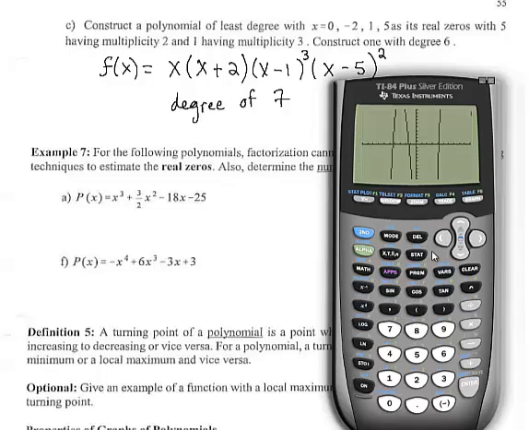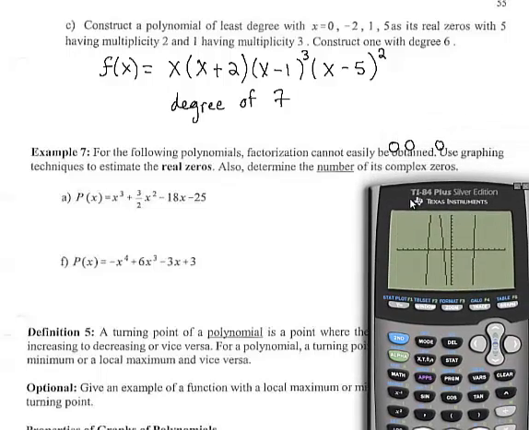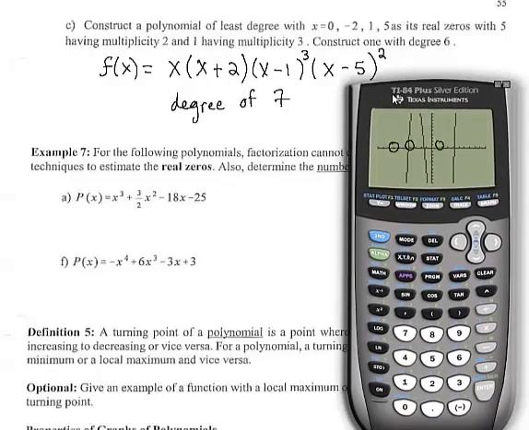I sort of redraw my graph using Zoom Standard, and if you look here and notice that the degree of p of x is 3, then we have at most 3 zeros. Okay, and looking at the graph, we see 3 x-intercepts. 1, 2, 3. So if we reread our question, it wanted us to estimate those zeros.